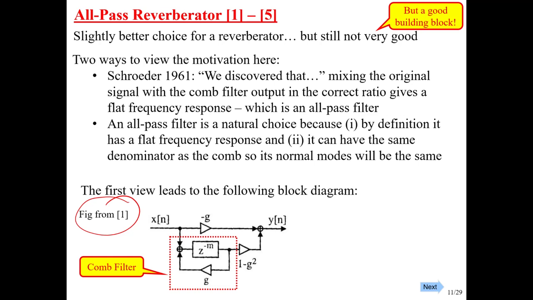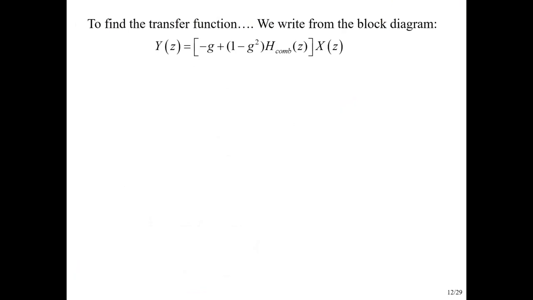So the part that I have in the red box here is the comb filter that we just looked at. And what we're doing is taking the output of that and adding it to the input with an appropriate pair of weights and then adding them up. So that's what he got by saying mixing the original in the correct ratio. And it turns out that this gives a perfectly flat frequency response.